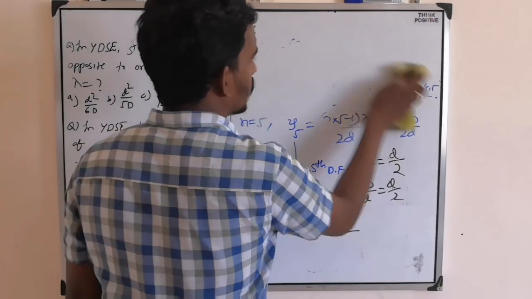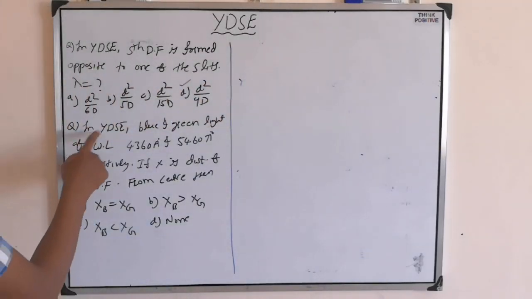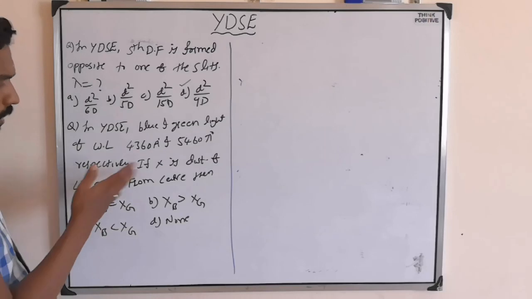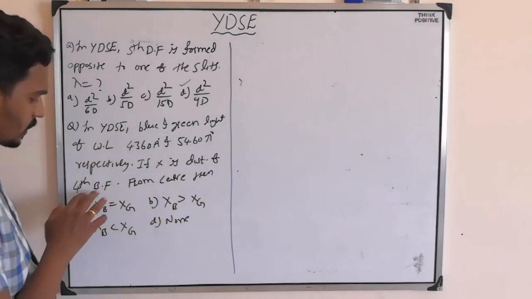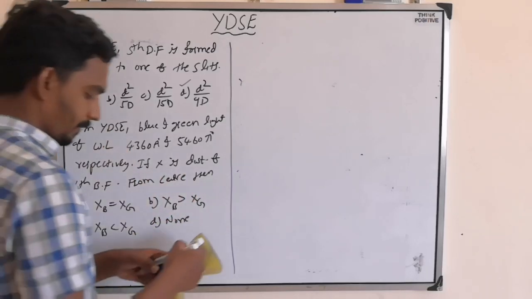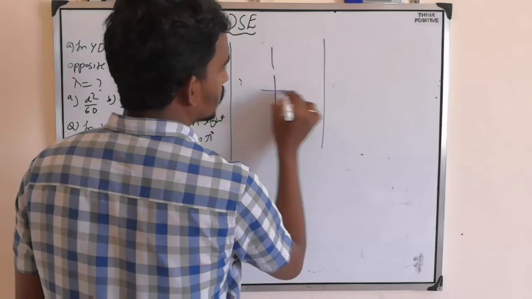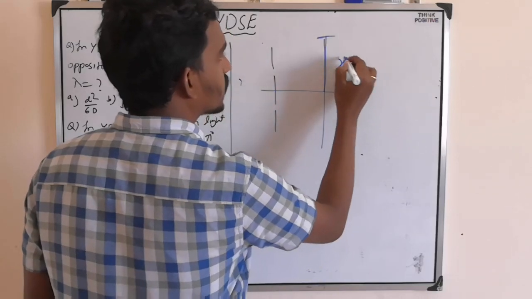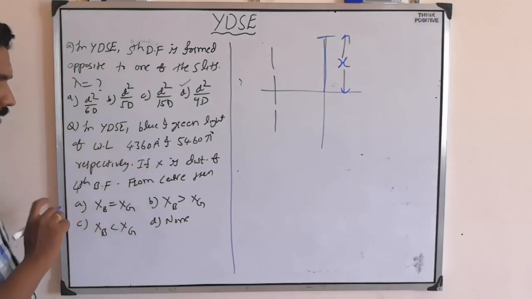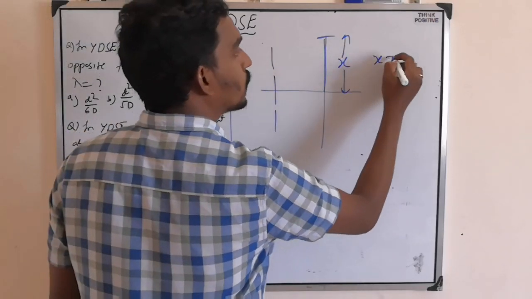Now one last and final question. So what is that question? In Young's double slit experiment, blue and green light of two different wavelengths respectively are used. If x is the distance of the fourth bright fringe from the center, then they have given options. See, the setup is something like this. From the center at a distance x. X is the distance of the fourth bright fringe.